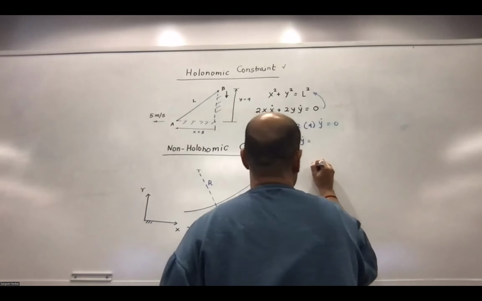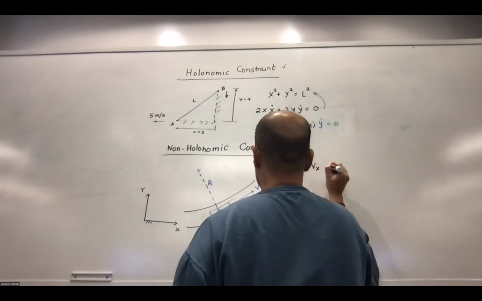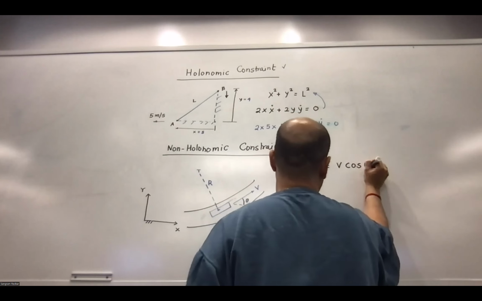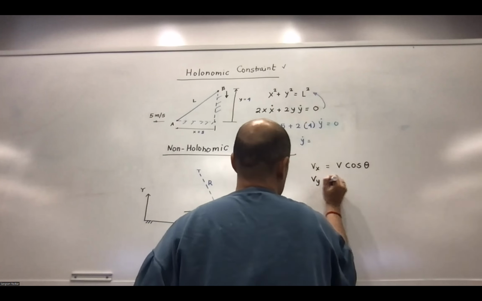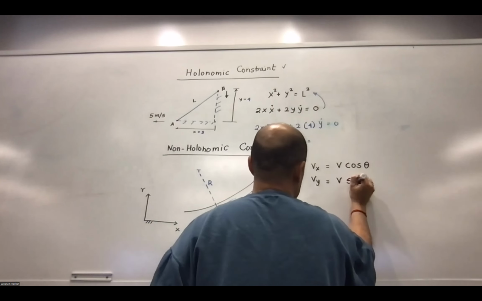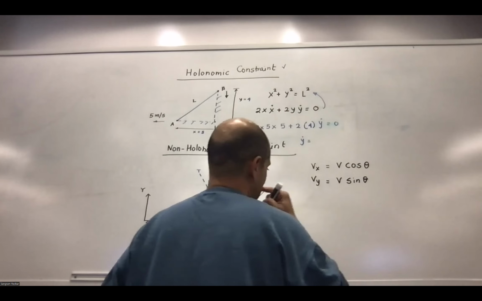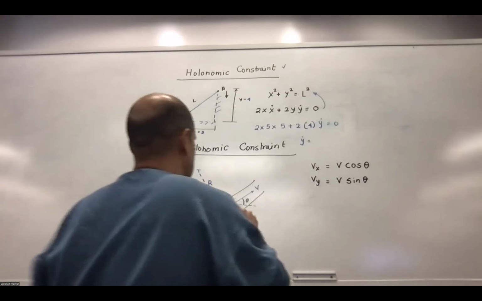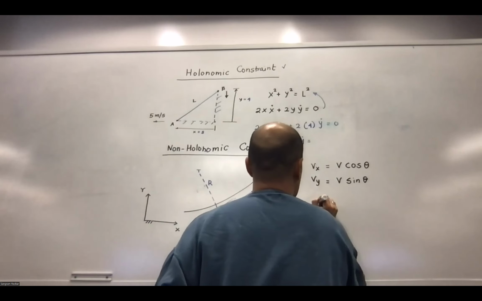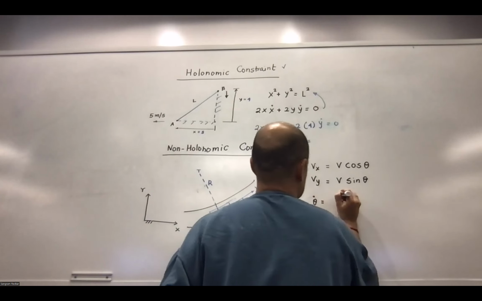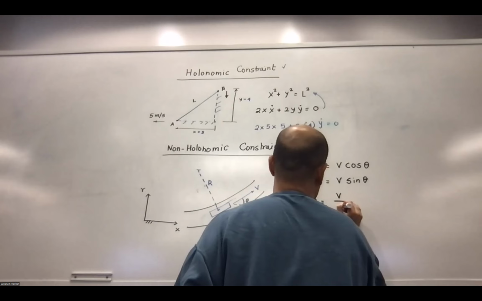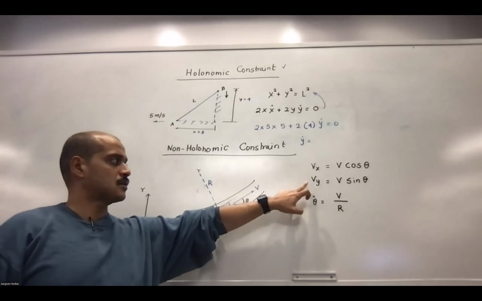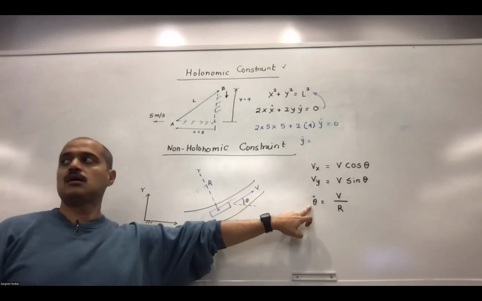So velocity in the x direction in the inertial frame is v cosine theta. Vy is equal to v sine theta. And then if I want to find out the radius of curvature, then theta dot is equal to v divided by r. So this is vx, vy, and theta dot. Are you with me?